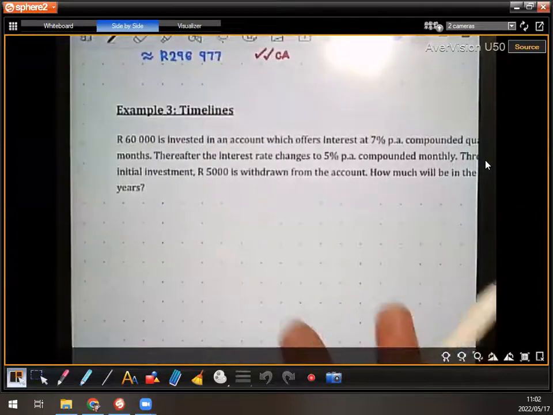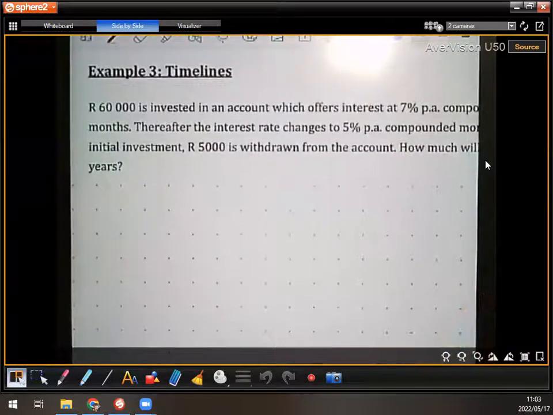Okay, guys, example 3. Similar to this one, we're going to use the exact same method. Just now we have some money that's been withdrawn, not only added. But actually, guys, we're going to set it up in exactly the same way, right? There isn't a different method for when you're withdrawing versus when you're adding.